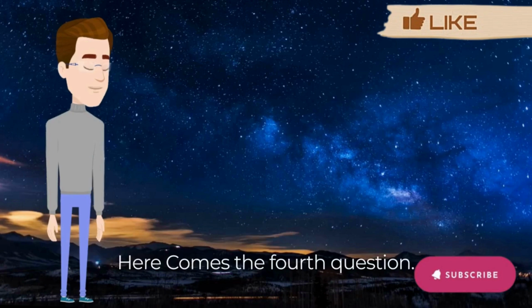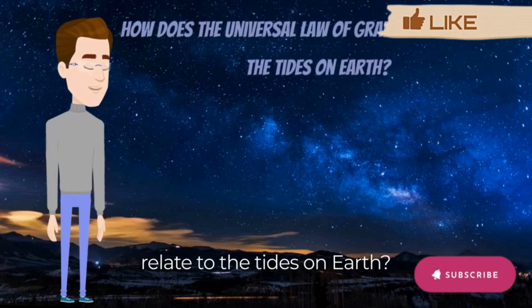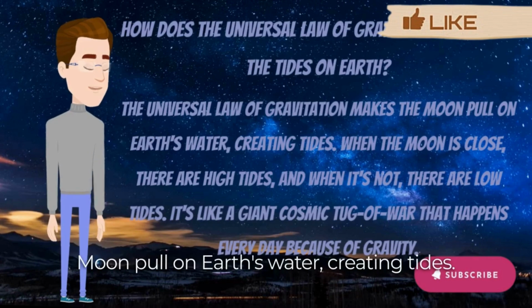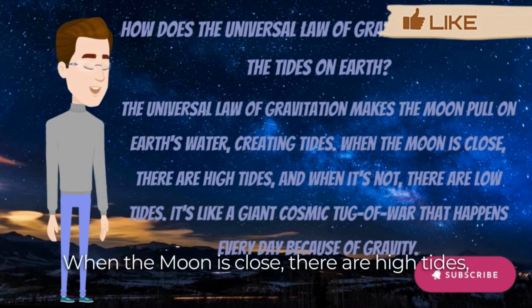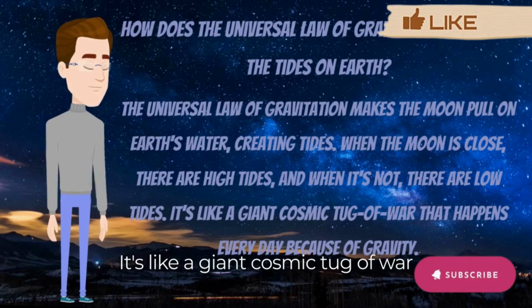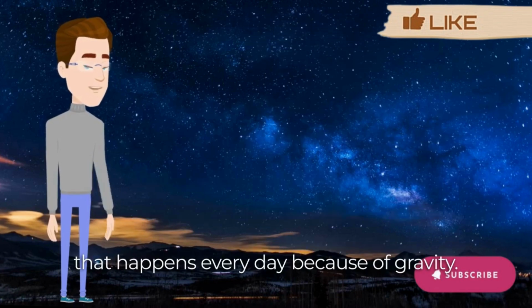Here comes the fourth question. How does the universal law of gravitation relate to the tides on Earth? The universal law of gravitation makes the moon pull on Earth's water, creating tides. When the moon is close, there are high tides, and when it's not, there are low tides. It's like a giant cosmic tug of war that happens every day because of gravity.